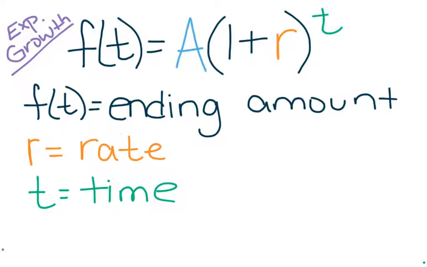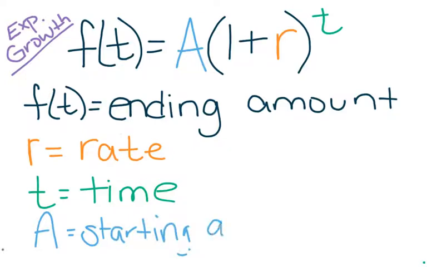So here's the formula you may or may not remember from Math 1, but this is exponential growth. So it looks like this. F of t is your ending amount, equals A. A is going to be your starting amount. Sometimes you're talking about money in an account. Sometimes you're talking about how much something was worth. That's your starting amount. In the parentheses, you're always going to have 1 plus R.